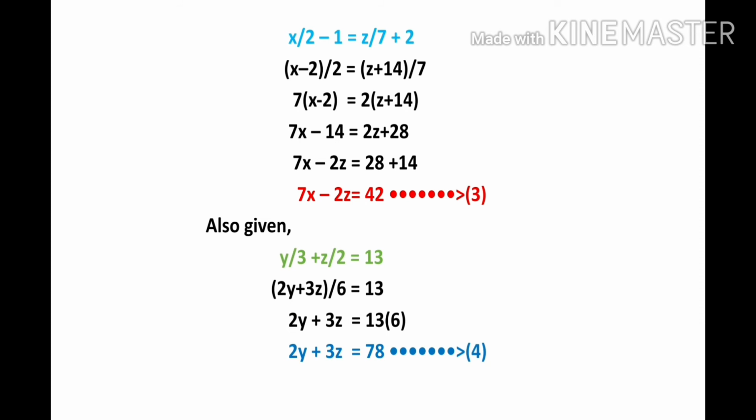Simplify this. 2y plus 3z, put as it is, then transpose the 6 here. Here 6 is in division, if you transpose it becomes multiplication, 13 into 6. What do you get? 78. That is, we get one more equation, equation 4: 2y plus 3z is equal to 78.